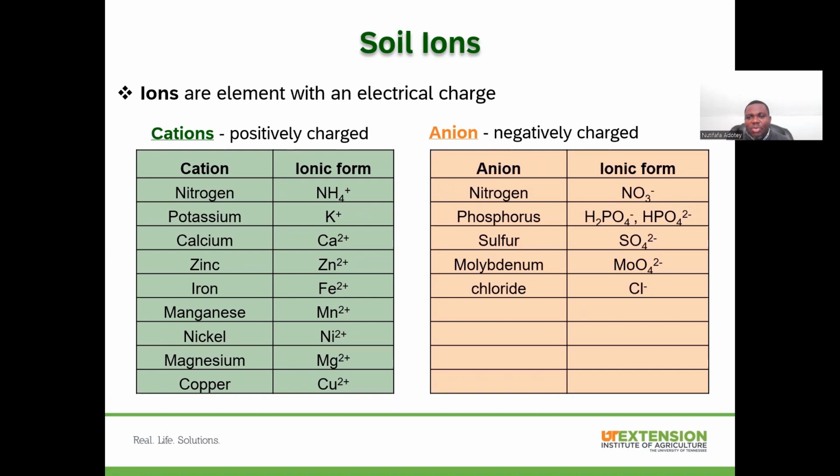Positively charged, which we refer to as cations. So the cations for the 17 essential nutrients that we talked about will be ammonium, potassium, calcium, zinc, iron, manganese, nickel, magnesium, and copper. And if these ions are negatively charged, then these are anions, which include nitrate, phosphate, sulfate, and chloride.